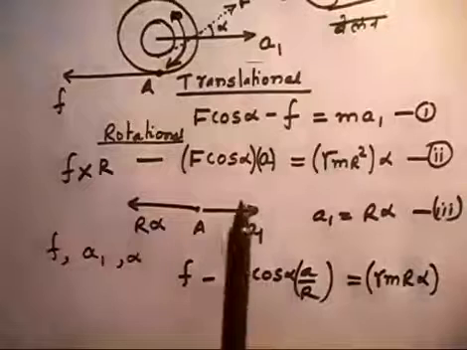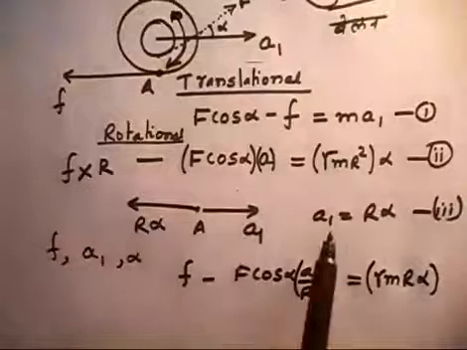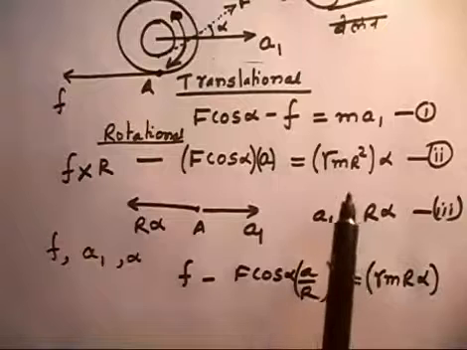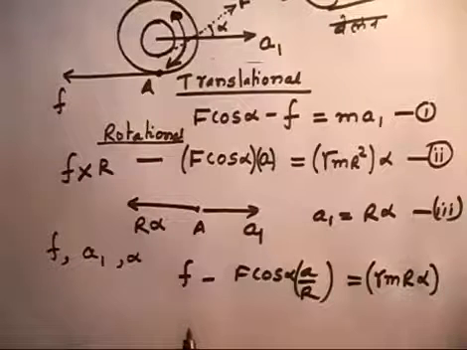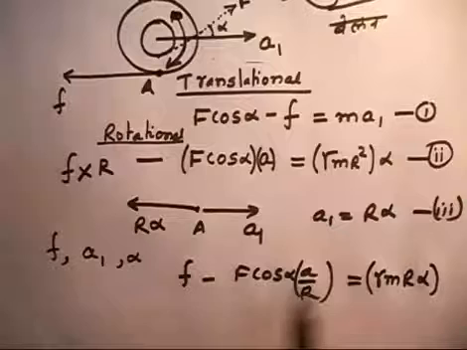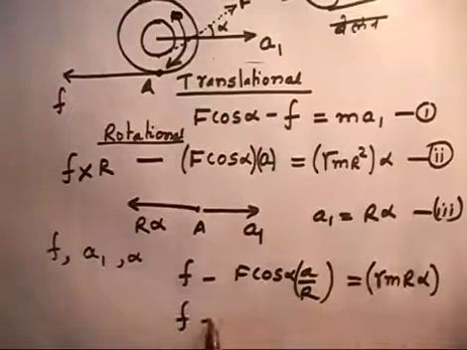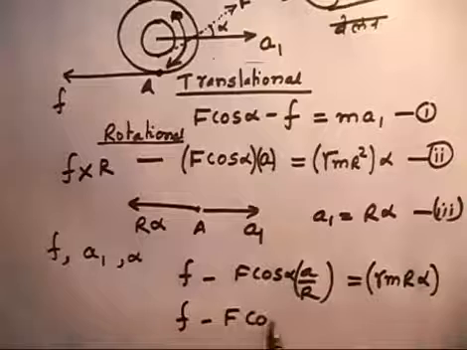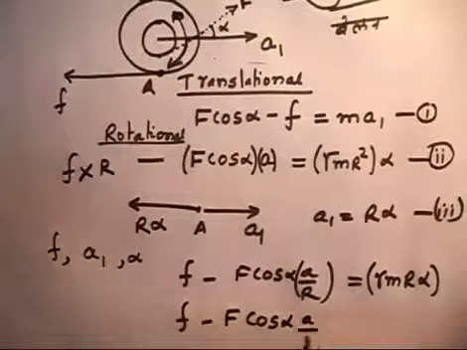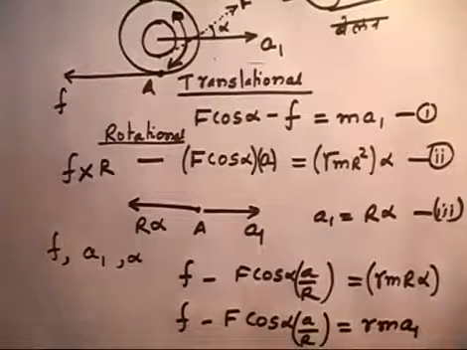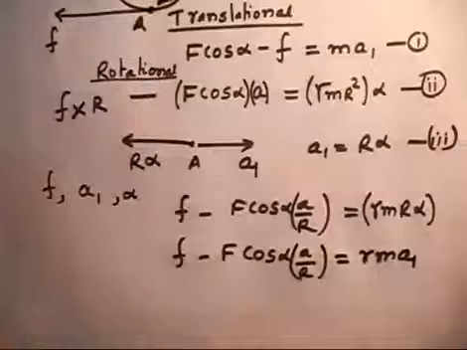Now I need F cos alpha. Equation 3 is A1 equals R alpha. Now if I put this in equation 2, A1 is equal to R alpha. So equation 2 can also be written as F minus F cos alpha a by R, and R alpha is simply A1, so this is A1. Equation 2 can be massaged something like this. Are you getting or not?